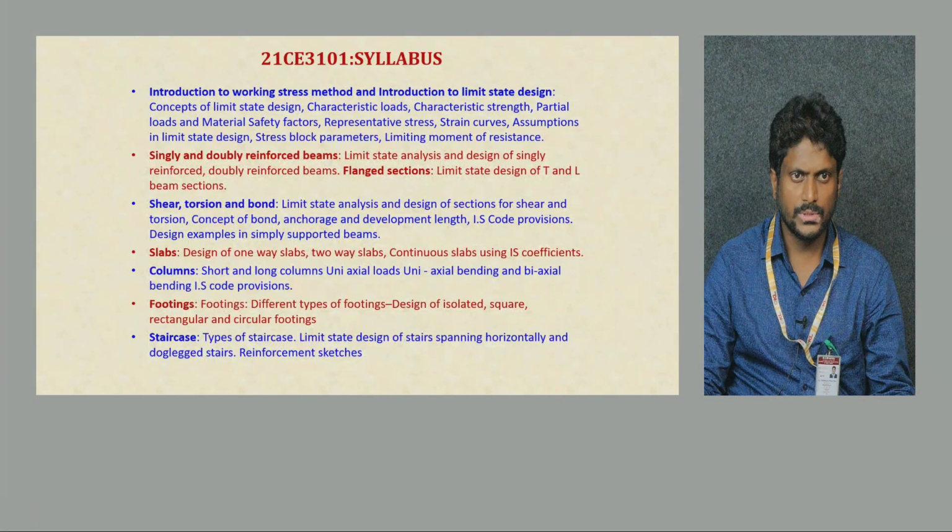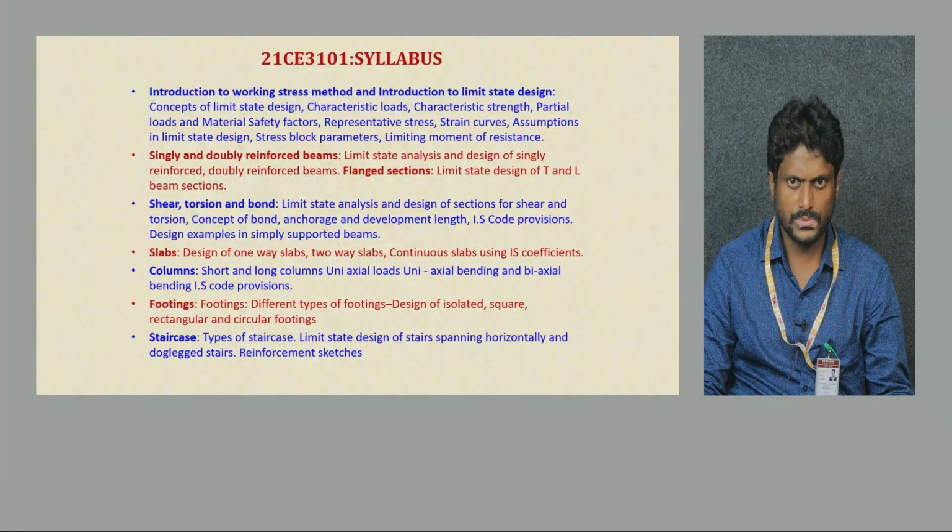Then in the third portion, I am going to cover shear, torsion and bond. In that, limit state analysis and design of sections for shear and torsion, concept of bond, anchorage and development length, which is going to cover IS code provisions, design examples in simply supported beams. Then the next, fourth module is slabs. Design of one-way slabs, two-way slabs, continuous slabs using IS coefficients.